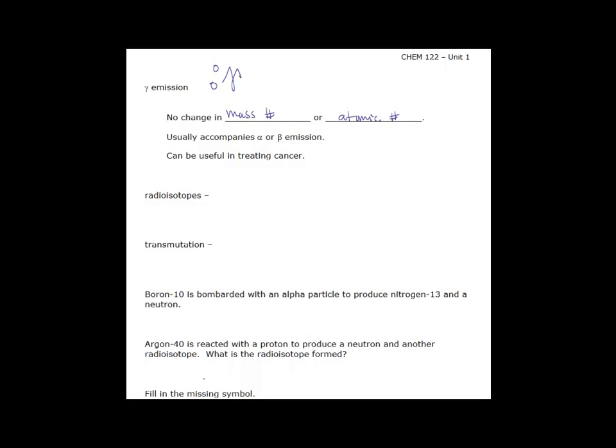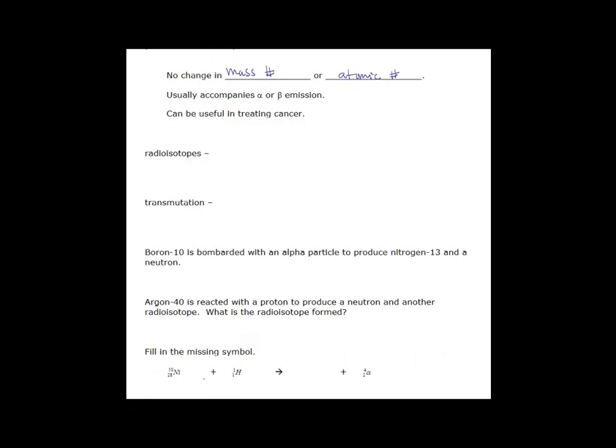Right, so radioisotopes are created by bombarding a stable atom with a fast-moving alpha particle, beta particle, neutron, proton, or electron. So created by bombarding a stable atom with a fast-moving alpha, beta, neutron, proton, or electron.